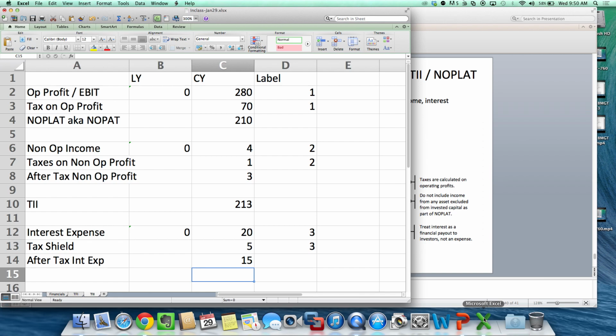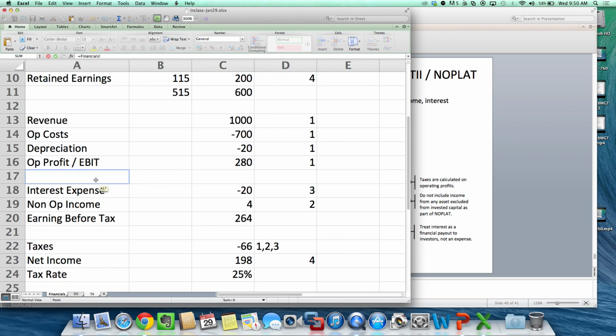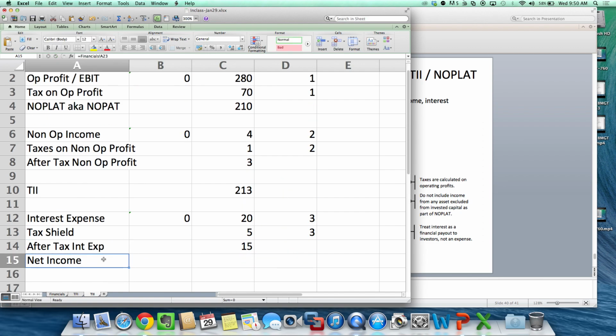Questions about what I just did there? Next, equals. Any fours? Net income. That's my only 4. Net income is already after tax, so I don't re-tax it. There's no double taxation here.